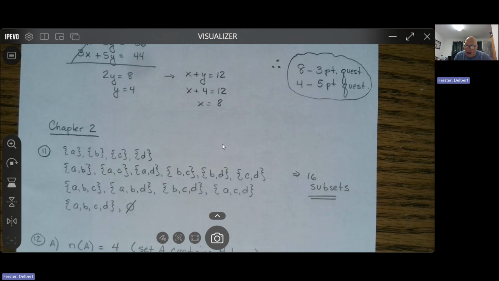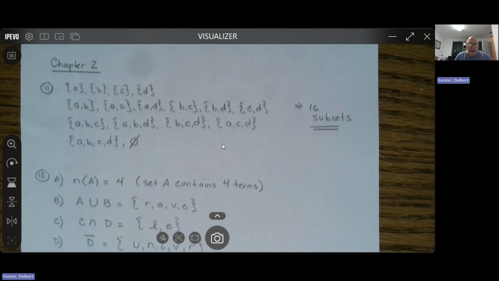The last 2 are the ones you got to keep awake. Every set is a subset of itself. So you'll also list the full set, A, B, C, D, and you'll list the empty set, which is also a subset of every set. So we should have 16 subsets, and we did. Okay. Now we got some set things to deal with.